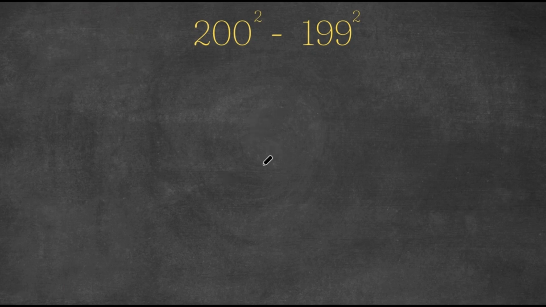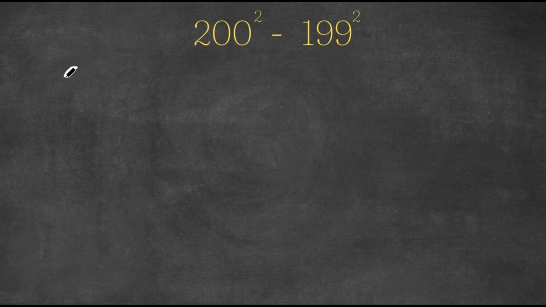In today's video, I'm going to be teaching you guys how to solve this problem without a calculator. So we have 200 squared minus 199 squared. And a lot of you might be thinking, well, how are we going to do this without a calculator? These numbers are so big, and squaring them would create a number so large that it would be really challenging to do on paper. Well, there is a simple trick to doing problems such as these ones.